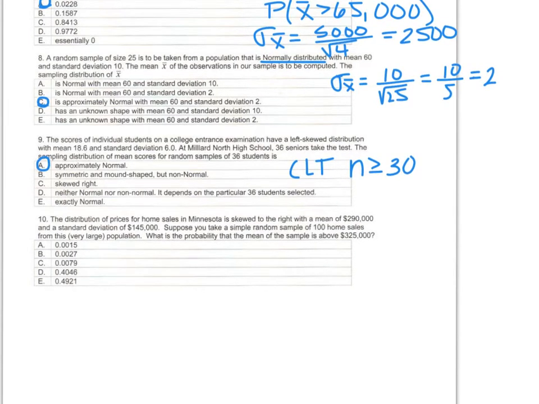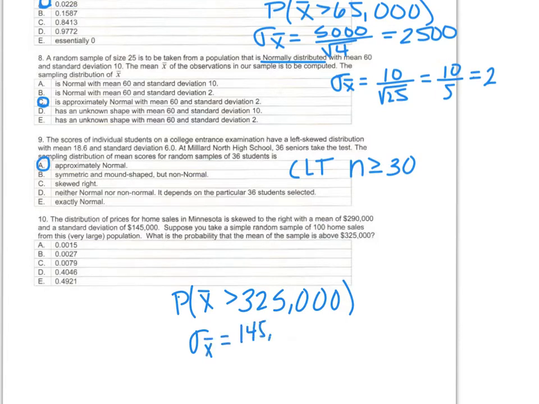10 says, the distribution of prices for home sales in Minnesota is skewed to the right with a mean of 290,000, a standard deviation of 145,000. Suppose you take a simple random sample of 100 home sales from this very large population. What's the probability the mean is above 325,000? Okay, we have a standard deviation of 145,000 over the square root of 100. So that's 14,500.